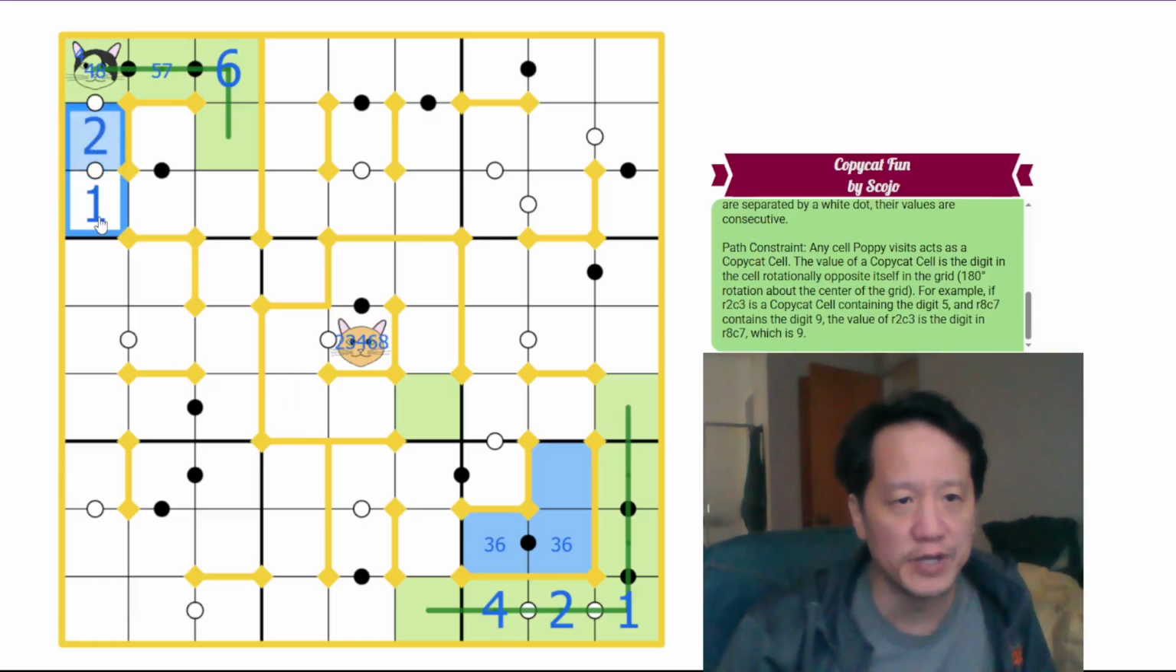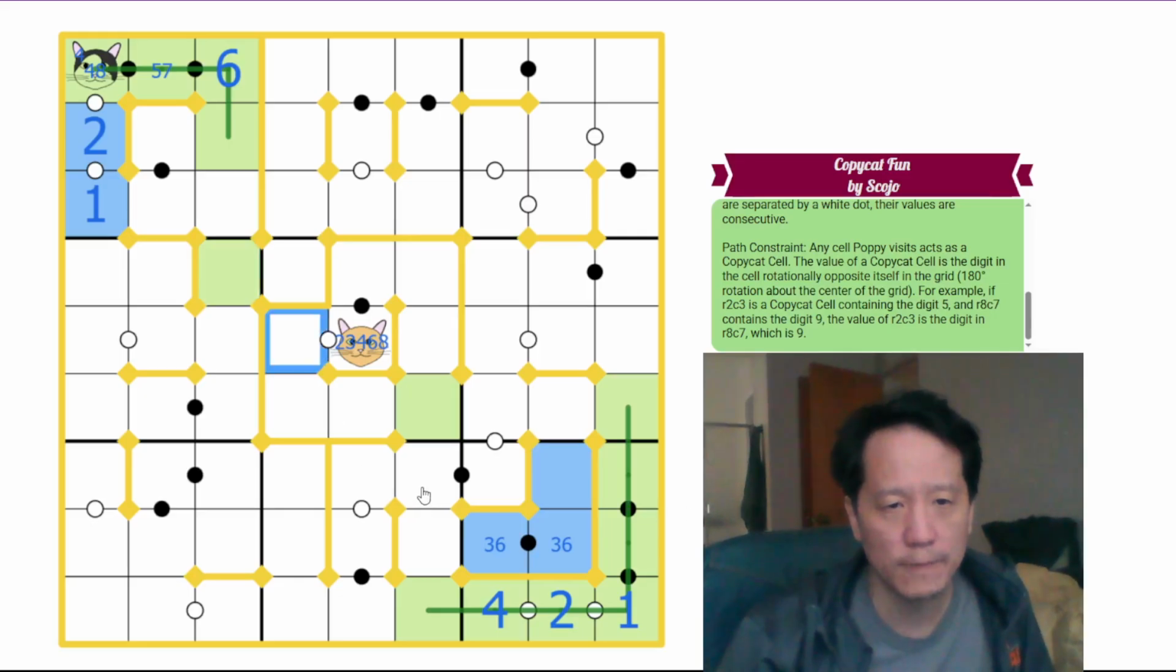And so it could be non-copycat. In fact, it has to be non-copycat. If it is copycat here, the problem is that it would have to match this cell, and it would have to be consecutive with 2, which would be 1 or 3 in value, but it cannot be. So this cannot be copycat, so it cannot go that way. So this has to go through this cell here. Okay.